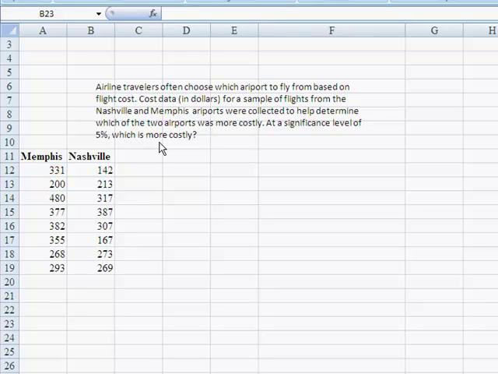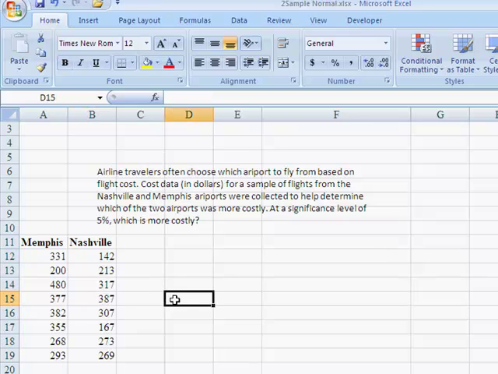So I've got a two-tailed test. I also have my null hypothesis taken care of because I want to find out if they're the same or different, so I am looking at a difference of 0 as my null hypothesis. Now, how do I know that this is a two-sample test? Well, if I take a look at my data, I have a group of data from Memphis and another group from Nashville. So indeed, I do have a two-sample test.